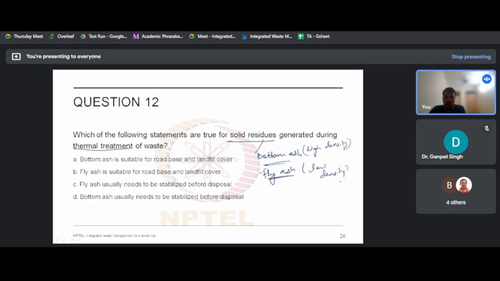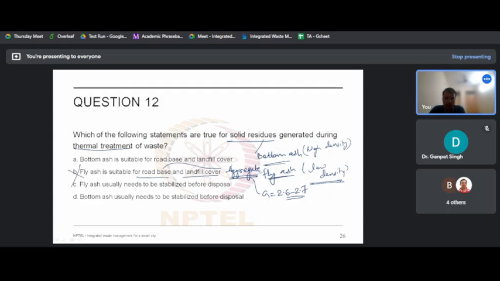So fly ash is suitable for road base and landfill cover? As I said, it is a low density material. Generally we don't prefer a low density material for road base and landfill covers because we need it to be heavy so that it can properly perform the purpose. For road base, aggregate is used. So how can we replace it? Aggregate will have a specific gravity of around 2.6, 2.7. Fly ash certainly won't have this high specific gravity, so you can't use it for road base and landfill cover generally. So B is not correct.